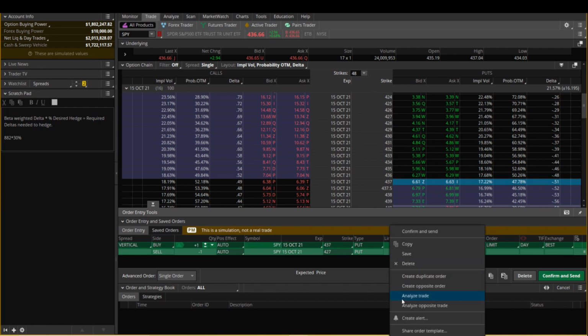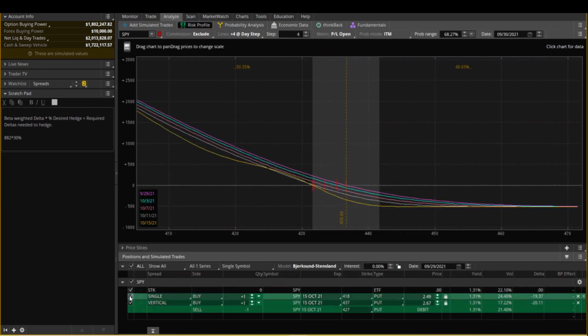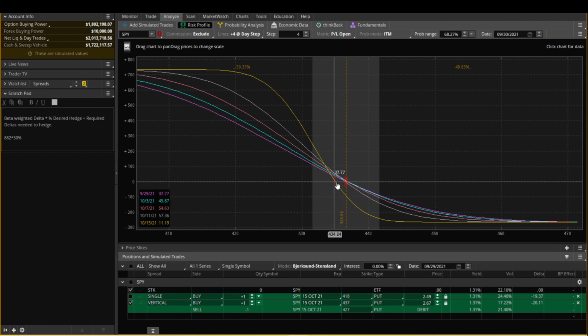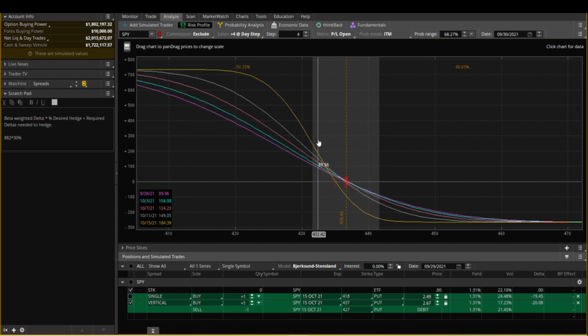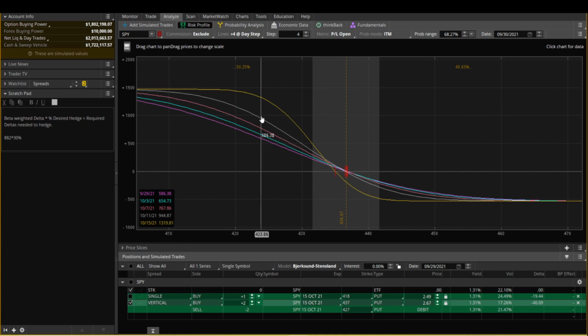And if we want to analyze that, we can see now our break even is much higher, much closer to the stock price. You know, our break even's at 434 on the spread, and we still have the 20 deltas. And if we go back to the single, our break even is all the way down at 417. So the spread is going to work much better. And you know, if you need 40 deltas, you could just buy 2 of these spreads. And if you buy 2 of them, that's what it would look like.